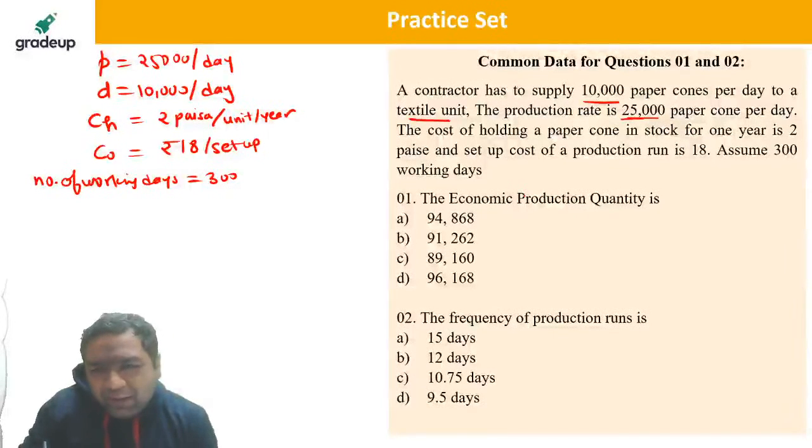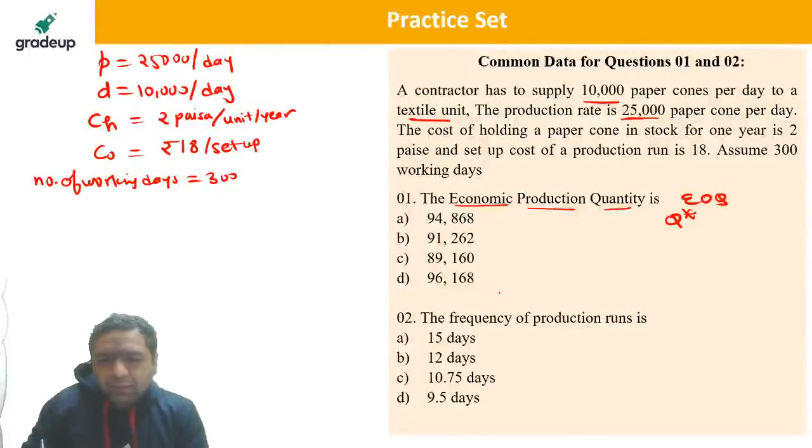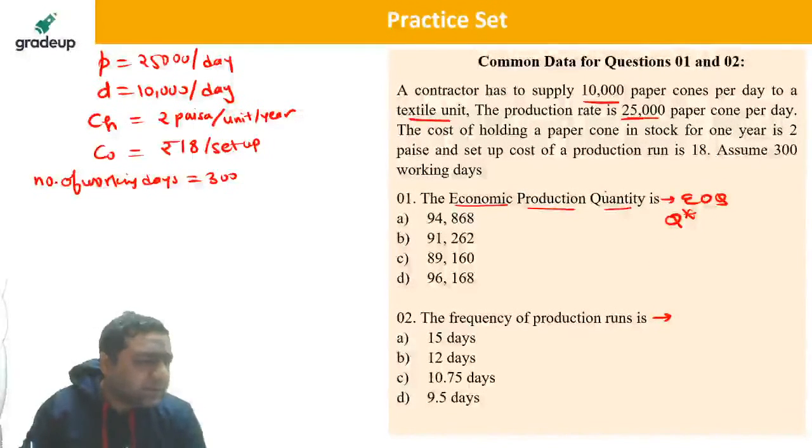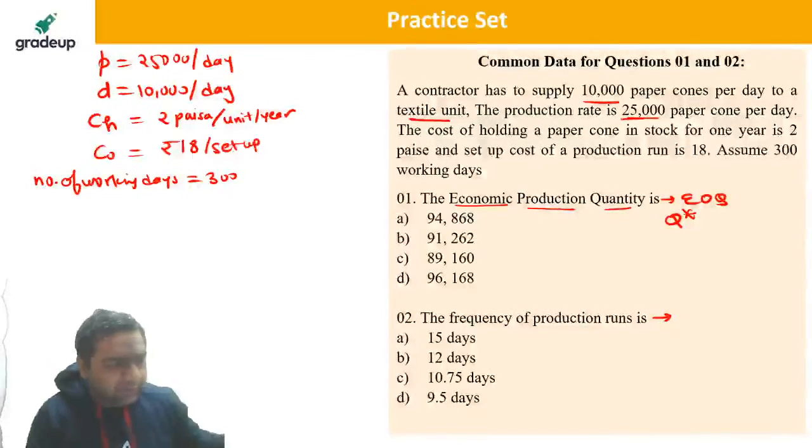So guys, you need to find out the economic production quantity, which is nothing but Q star. Then the frequency of production runs. These are the two things we need to calculate, guys. Please start solving it. This is from industrial engineering. We started the industrial engineering questions yesterday, and we have covered 3 to 4 topics already.